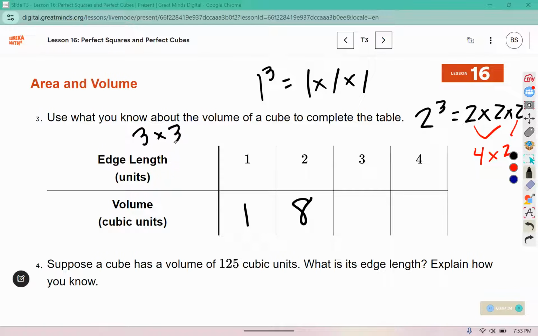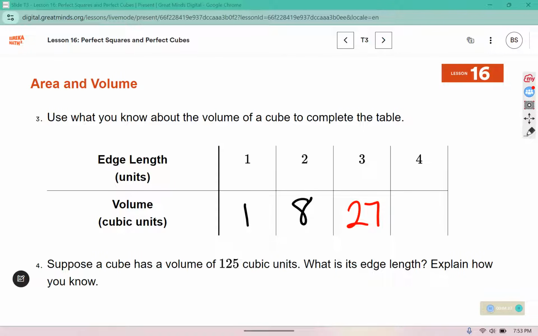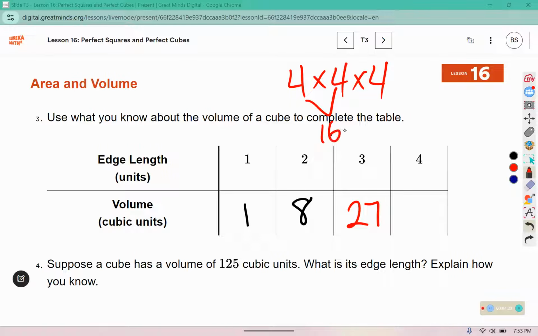3 times 3 times 3. This would make 9, and 9 times 3 is 27. 4 cubed, that's 4 times 4 times 4. This would be 16, and 16 times 4 is 64.